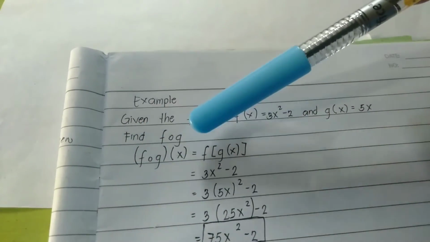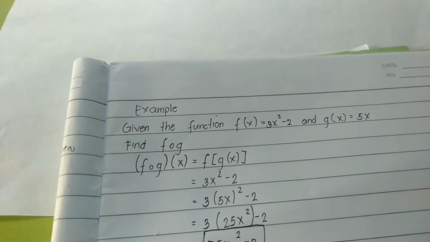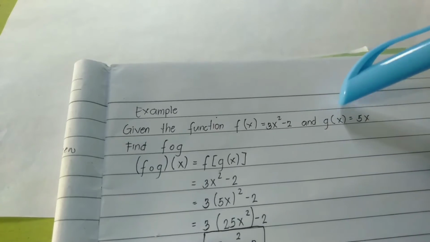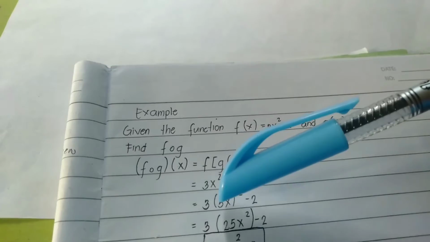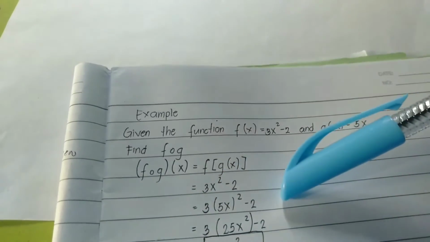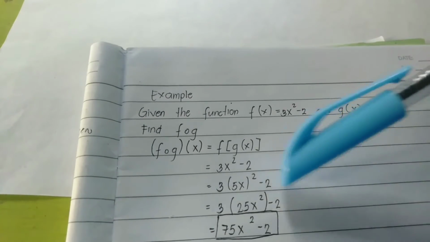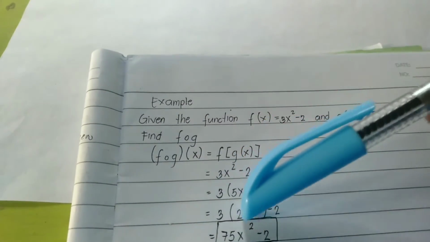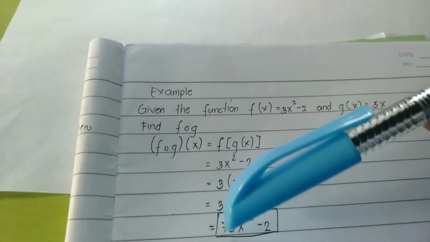F circle g of x is equal to f, then replace the value of g. The value of f is equal to 3x squared minus 2. Then replace the value of g for x. So 3 times the value of g, 5x squared, minus 2. So apply the PEMDAS rule. First, parenthesis: 5x times 5x is equal to 25x squared. Then multiplication: 3 times 25x squared, 75.